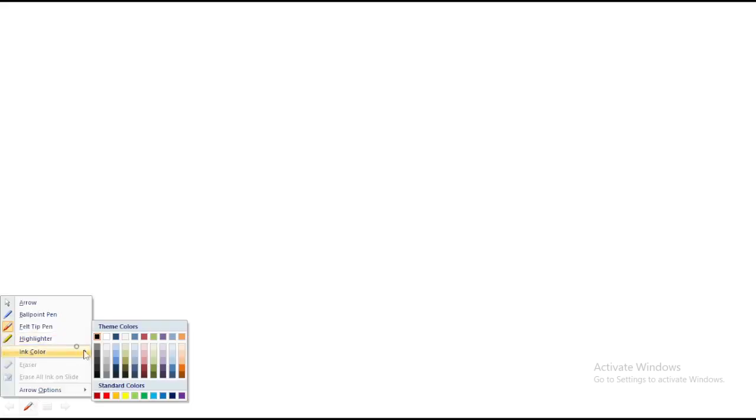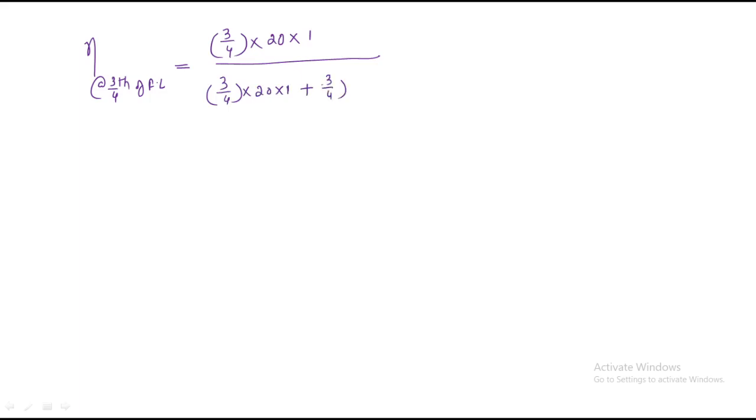And now we have to calculate the efficiency at 3 by 4 of full load. X is 3 by 4, so efficiency is 3 by 4 into E2 I2, which is 20, into power factor 1, divided by 3 by 4 into 20 into 1 plus, what is the value of X? 3 by 4 whole square into what is the component of copper loss?